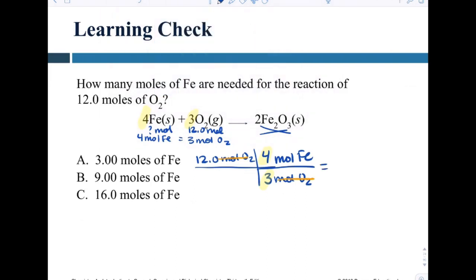And so I'll have 12 times 4 divided by 3, which is 16. And I want 3 sig figs because I started with 3 sig figs here. 16.0 moles of iron. Yes, you still worry about sig figs. Your mole ratios are counting numbers, so don't worry about that. So the answer is C.